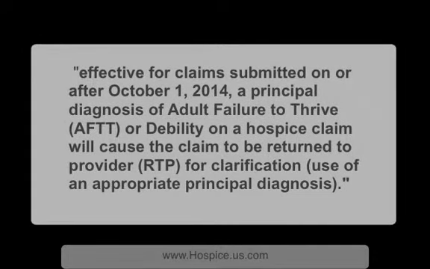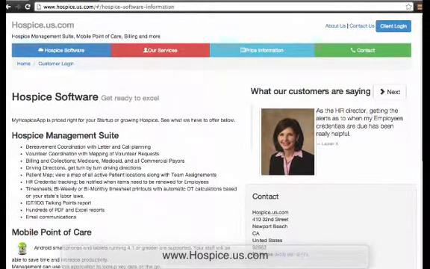Please note that starting October 1st, 2014, Medicare will no longer accept failure to thrive and debility as a patient's principal diagnosis. You may, however, continue to list them as coexisting conditions if they are related to the principal illness. I'll now go over how to add these into the application.